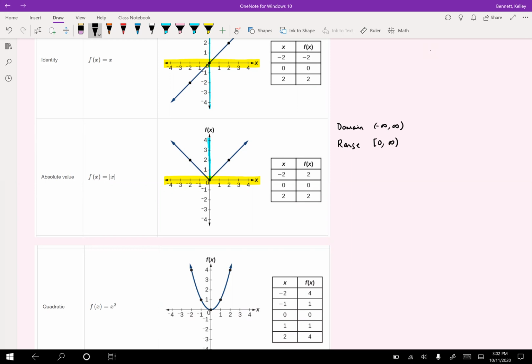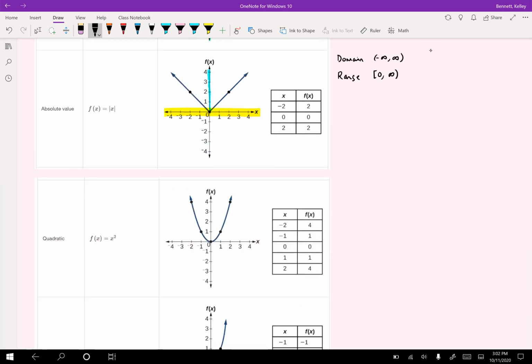And this is exactly what's going to happen here with the quadratic as well. They're not the same function, but they do have the same domain and range. I can plug in any real number, but I'm only going to have non-negative output values. So my domain, again, all real numbers, range 0 and above.